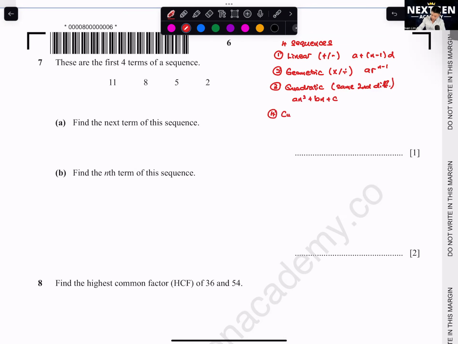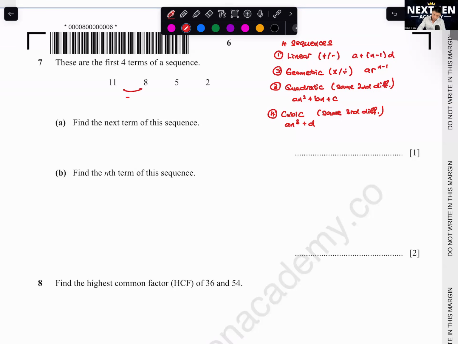And then the fourth one is cubic. We have same third difference. This one is normally you just need to find a n cubed plus d. I haven't really seen a question where they ask you a n cubed plus b n squared plus c n plus d, because the formula will be very long. So normally you use a n cubed plus d. Let's see what sequence is this. 11, 8, 5, 2.